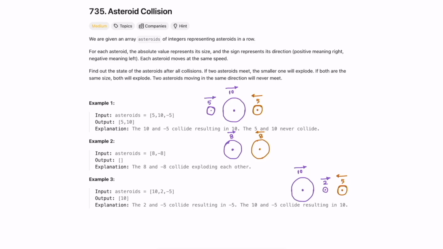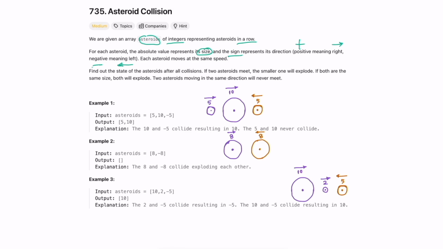Today we are solving the asteroid collision problem. We are given an array asteroids of integers representing asteroids in a row. For each asteroid, the absolute value represents its size and the sign represents its direction, positive meaning right and negative meaning left. Each asteroid moves at the same speed. Find out the state of the asteroids after all collisions.